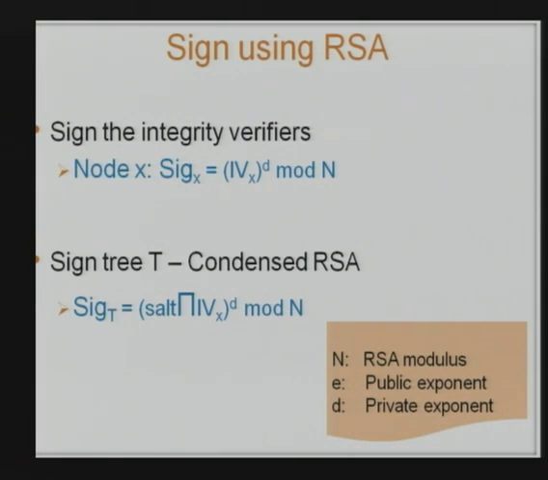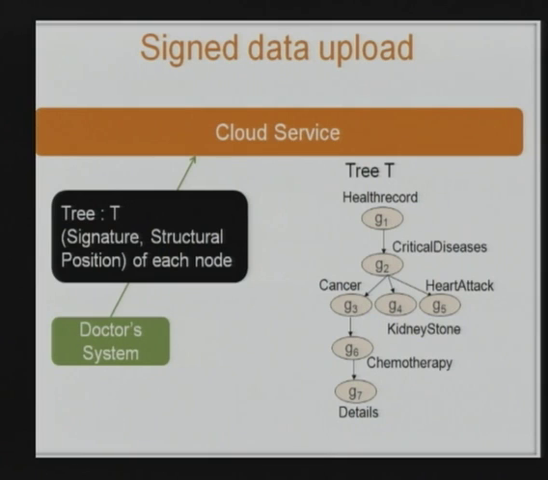Now, we condense RSA, which means we condense all the signatures of the nodes by multiplying them together through modular multiplication with the RSA modulus. So that's the signature of the tree. Now going back to our example, the doctor system computes such a signature of the EMR tree, and uploads the signature of each node and the structural position of each node along with the EMR tree.